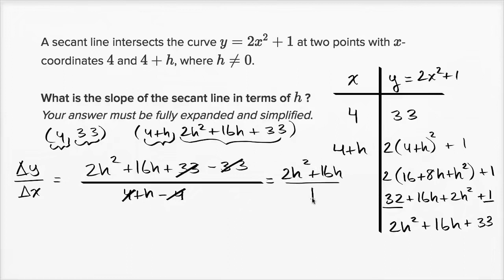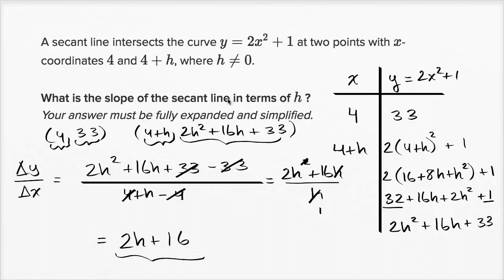And we are left with 2h squared plus 16h over h. Well, we can divide everything in the numerator and the denominator by h. And what are we going to get? This is going to be 1. That's just a 1. And so then this is just an h. So we have 2h plus 16 over 1, or just 2h plus 16, and we're done. This is the slope of the secant line in terms of h.